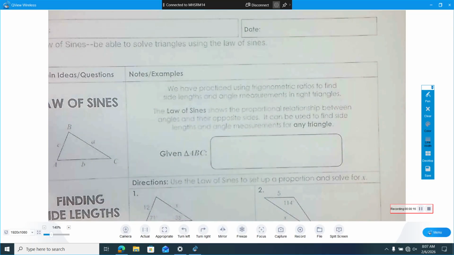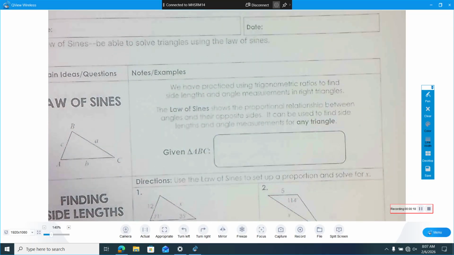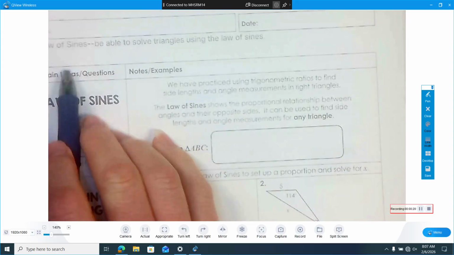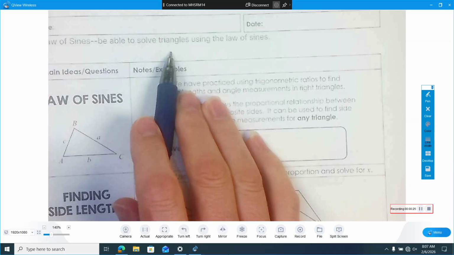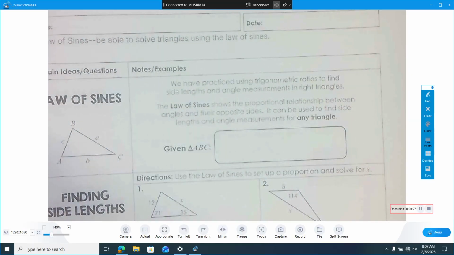All right, so today we're learning law of sines. We want to be able to figure out sides and angles using law of sines, which turns out to be pretty easy.